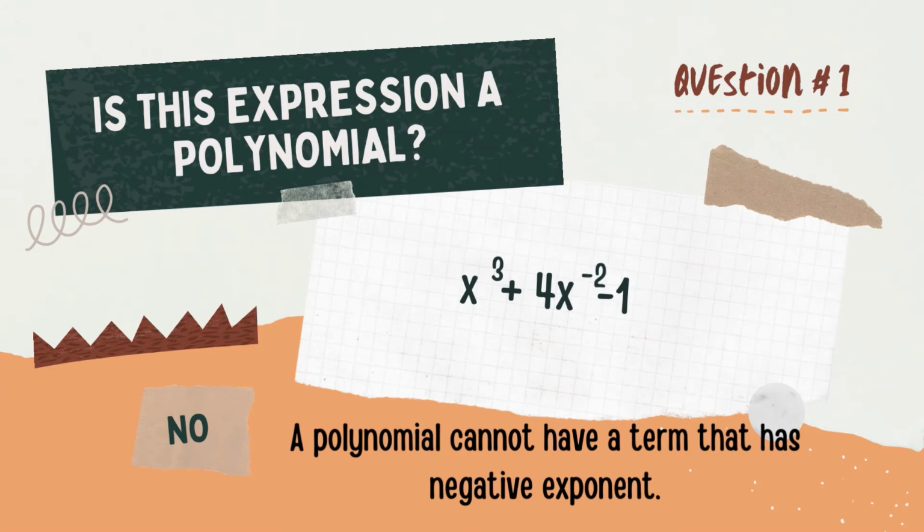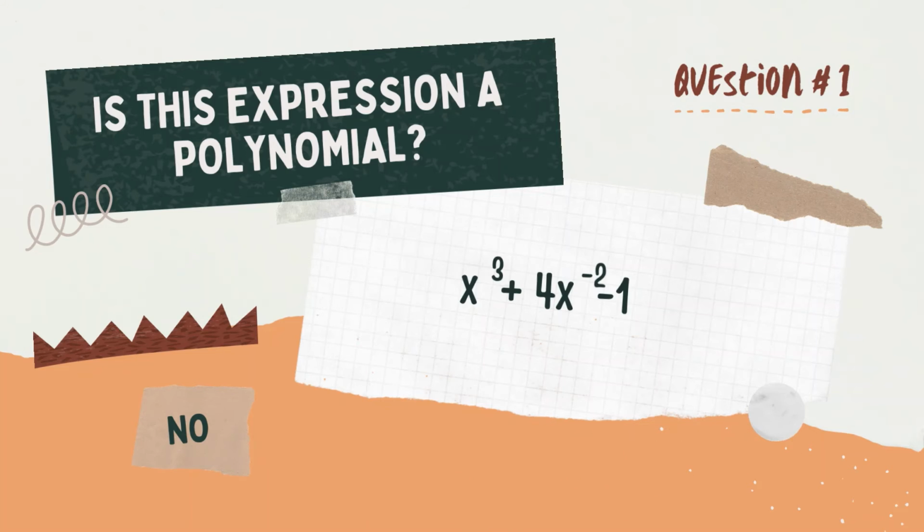How about this one? The x raised to 3 plus 4x raised to negative 2 minus 1. Again, it's a no. It is because a polynomial cannot have a term that has a power or exponent of negative number. So the term 4x raised to negative 2 there violates the definition of the polynomial. Therefore, this expression is not a polynomial.